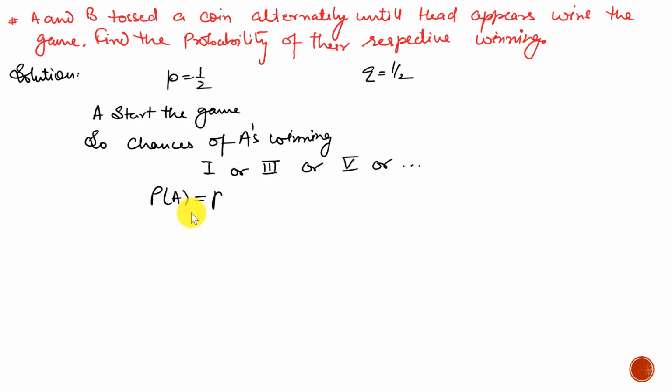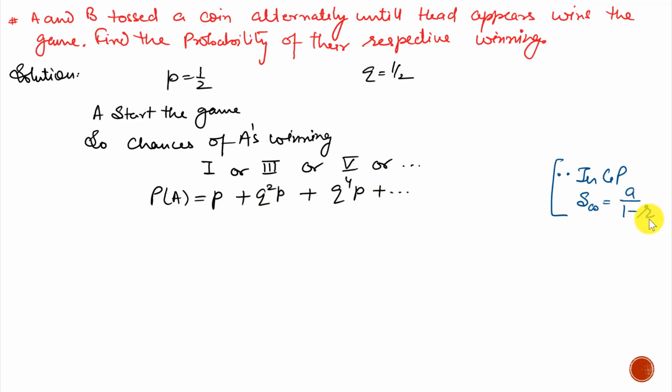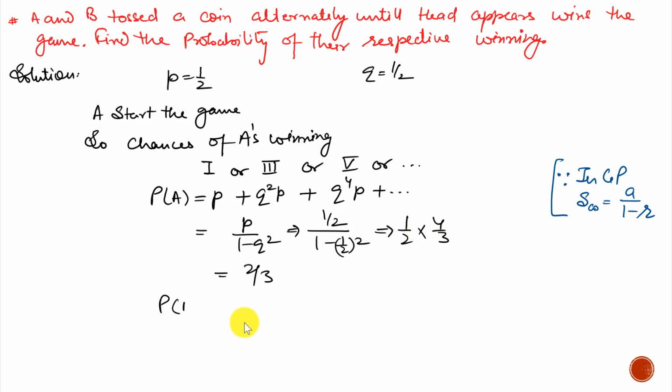So probability of A is P, or third means 2 times failure then success, fifth means 4 times failure then success, and so on. In GP we know the formula for the sum of an infinite series. It is A upon 1 minus R. Here A is P and R is Q square. So P divided by 1 minus Q square, and after simplification we get the answer 2 by 3. Now the probability of B is equal to 1 minus the probability of A. So the probability of B is 1 by 3.